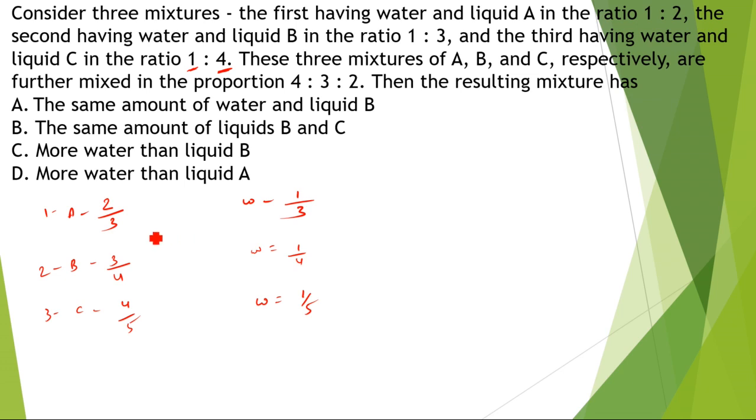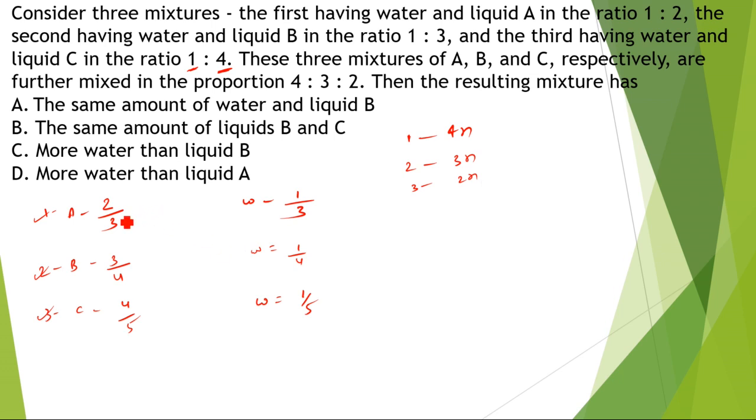Now these three mixtures of A, B, C respectively are further mixed in the proportion 4:3:2. Then the resulting mixture has, now these three mixture 1, mixture 2 and mixture 3 are then mixed in the ratio 4:3:2. So to remove proportionality sign, we will use one constant. So like mixture 1 was mixed in 4x quantity, 2 was of 3x quantity and 3 was of 2x quantity.